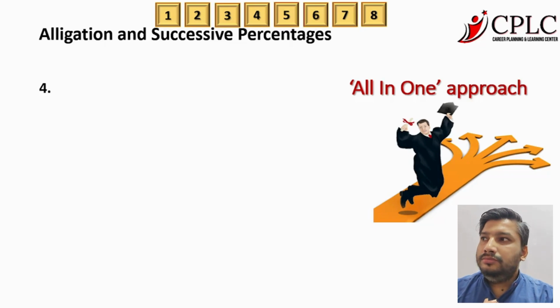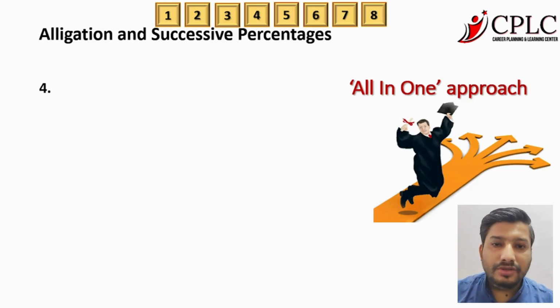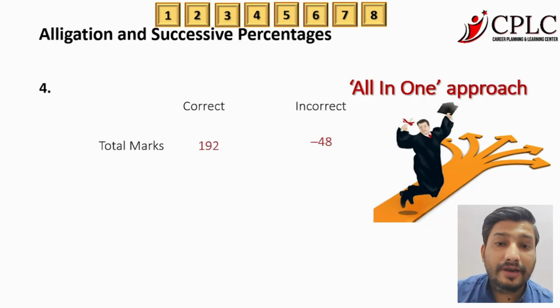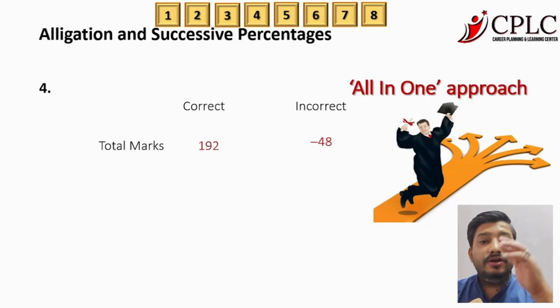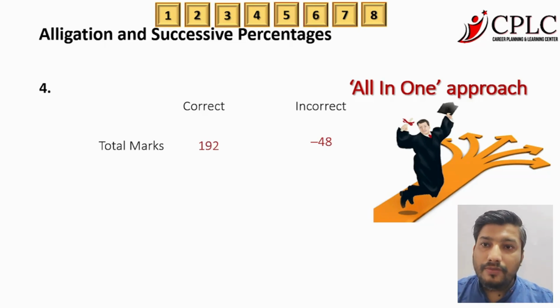Now assuming the best possible case, he can get all of them right. So if he gets all 48 right, how many marks is he getting? 4 marks for every one answer, so 48 times 4, he's going to get 192 marks. That's the best scenario. Similarly, what can be the worst scenario? The worst scenario is he gets all wrong. So all 48 wrong, he's going to get minus 48 marks.